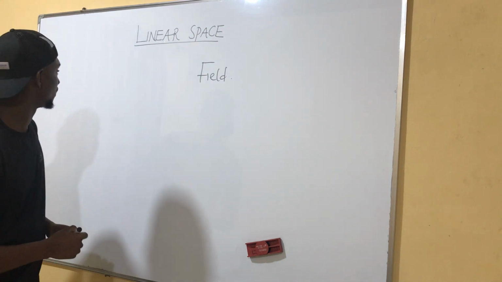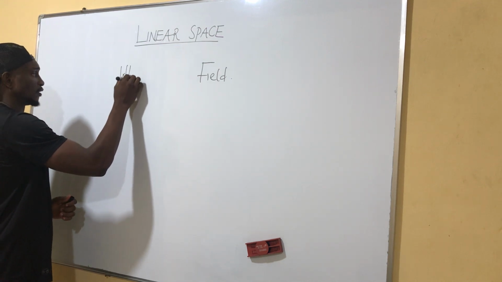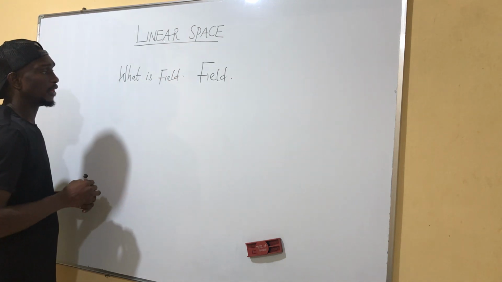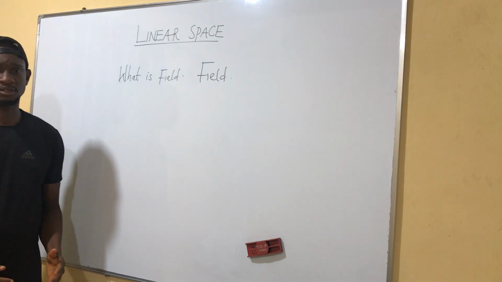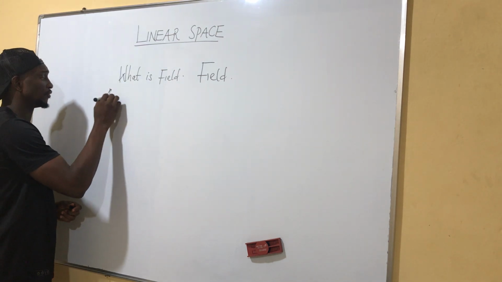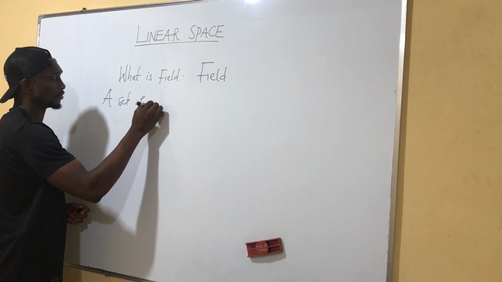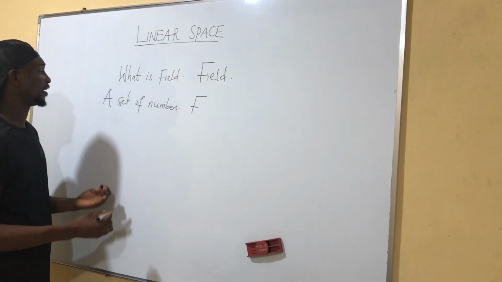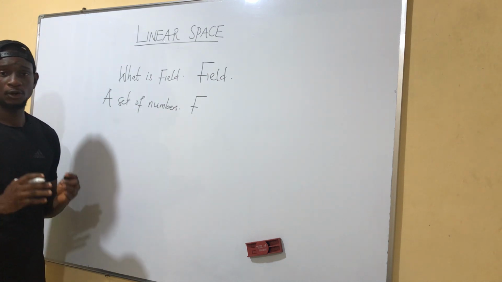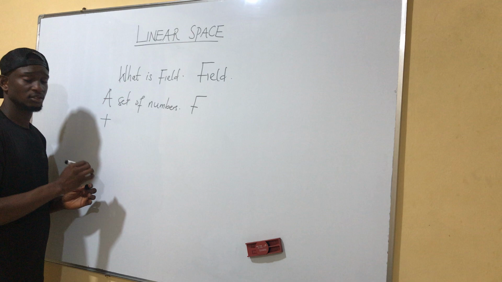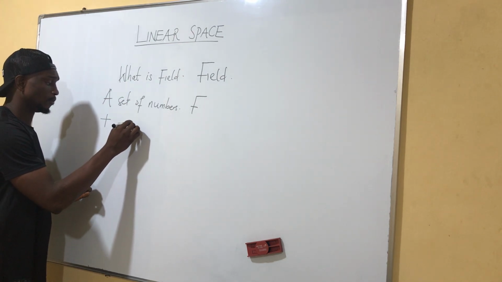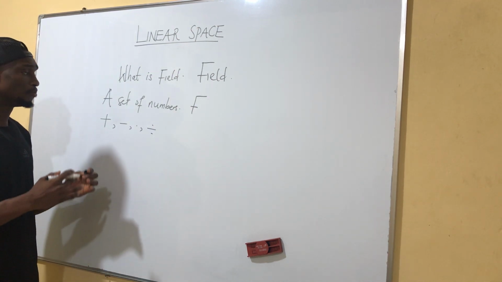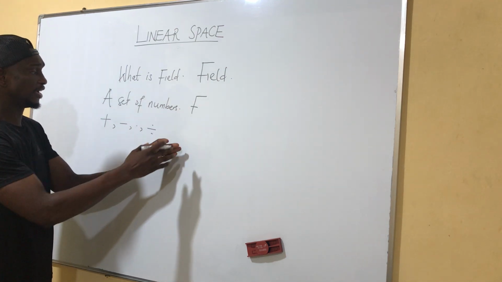Now, what is a field? A field is a set of numbers. Let's call the set F, where the four basic operations, addition, subtraction, multiplication, and division, satisfy the following properties for every pair of elements in F.